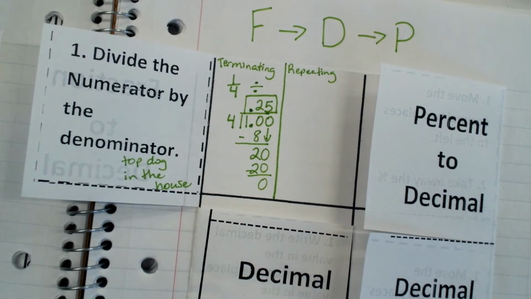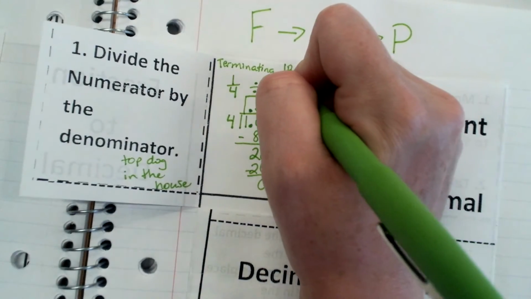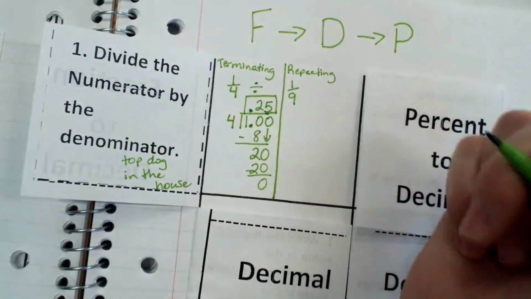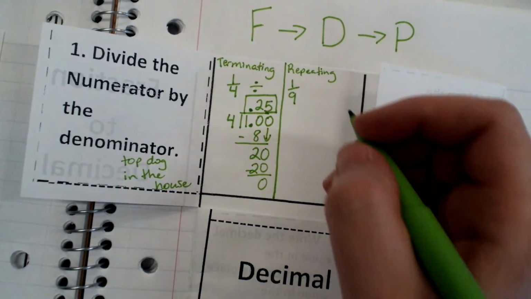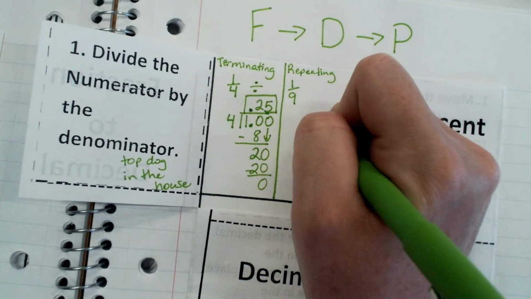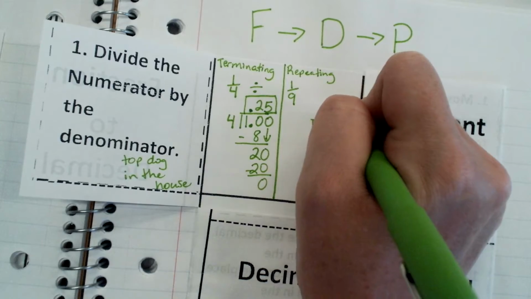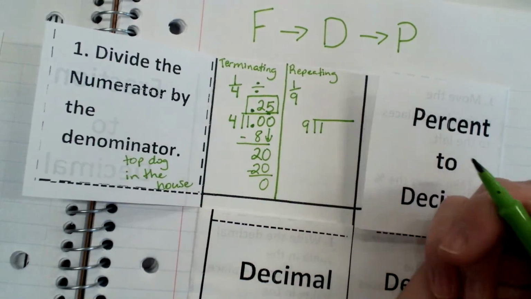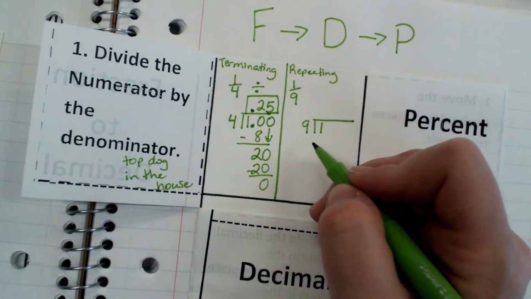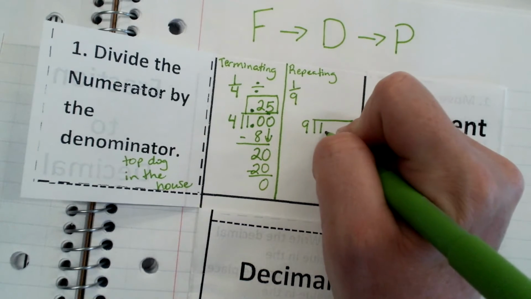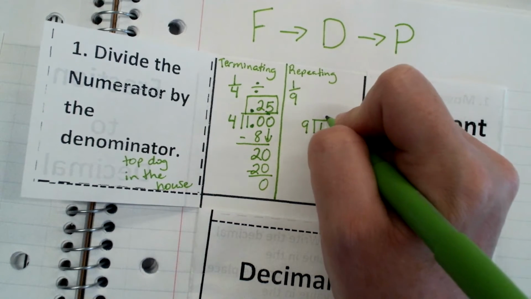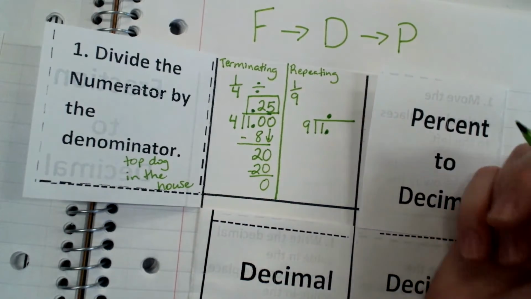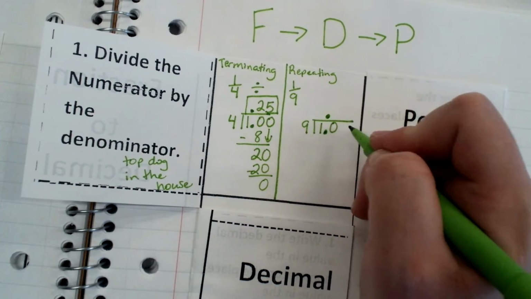Okay, so let's do 1/9. Now remember that's 1 divided by 9. So I'm going to put 1 in the house, and I'm going to put 9 out here outside the house. 9 cannot go into 1, so I have to add a decimal point here, and then bring it up here, and then put a 0 behind it.